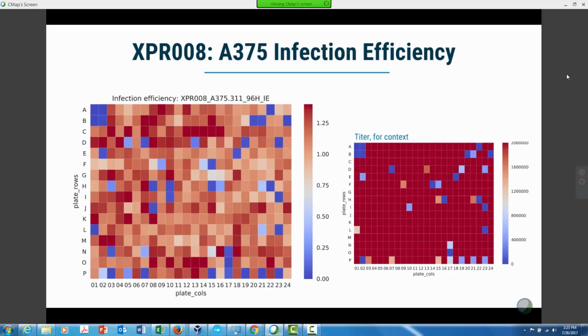We also, as I mentioned, measure infection efficiency by comparing Puro versus no Puro plates. And here at left, I have an example of one. This is our XPR8 virus plate treated in A375. For context, at right, I have just the titer plate, and you can see that infection efficiency is pretty good overall. We generally use a value of 0.7 as our cutoff. Again, that's what I set to be the gray value. So if a well is red or reddish, that means it has an acceptably high infection efficiency level, and gray or blue means it's a little low.